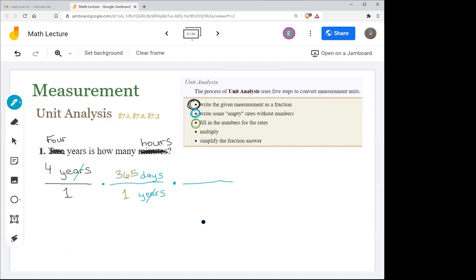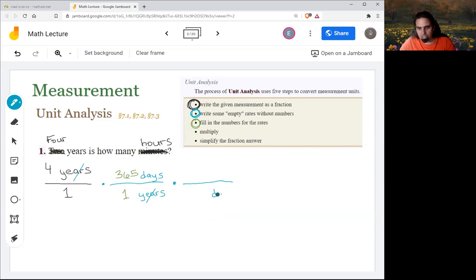Yes. So I can say I know how to get from days to hours. And just like before, I want one of these things on top and one on bottom so that they can cancel out. Now all I have left is hours, and that's what I want. So I'm done with my blue. I've written enough fractions to get me where I want to go. And I'll also fill in that there's 24 hours in one day.